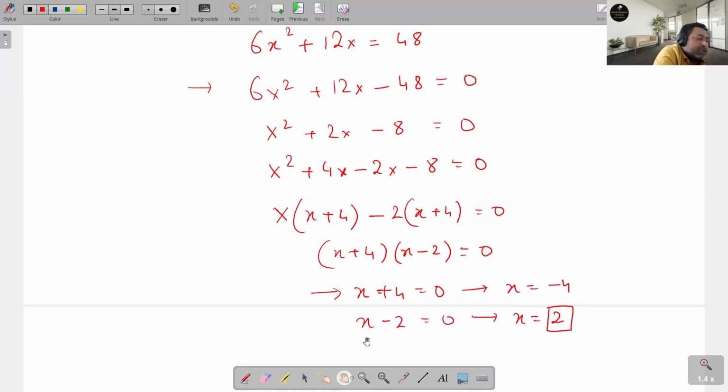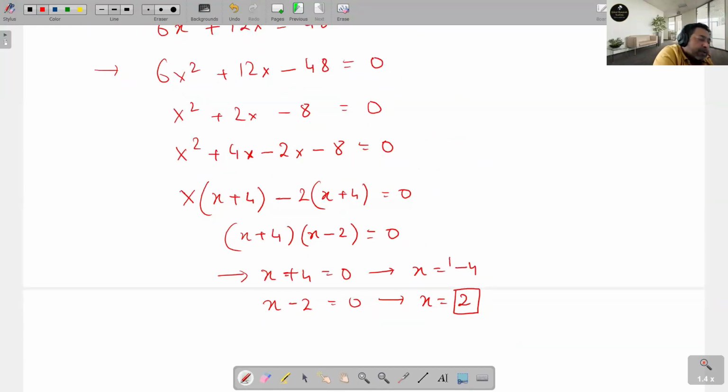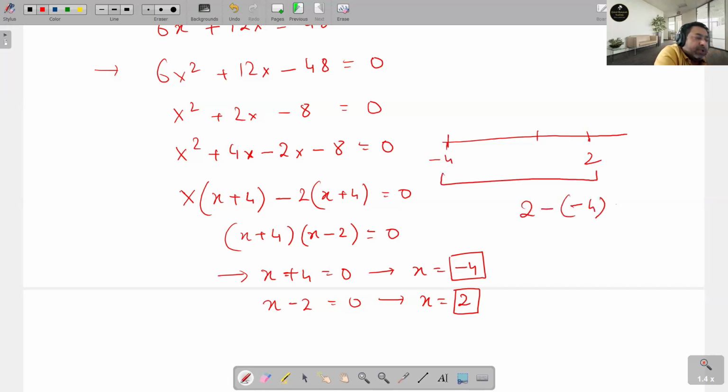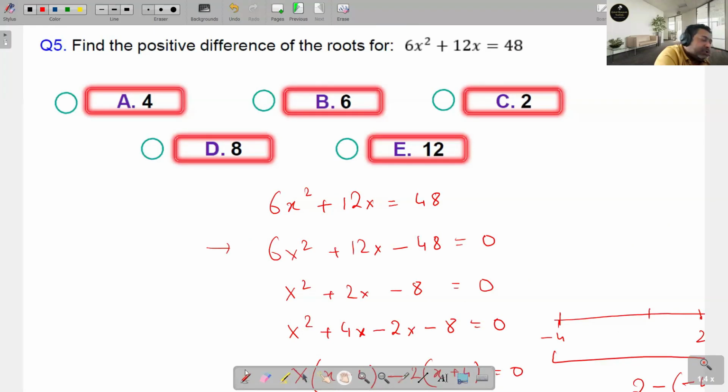Right now, the question is asking, find the positive difference of the roots. So your roots are minus 4 and 2. Okay, so on the number line, 2 will be here, minus 4 will be here. And the difference over here is going to be 2 minus minus 4, which is going to be 6. So that's your positive difference, which is 6 here. Okay, so your correct answer over here is 6.